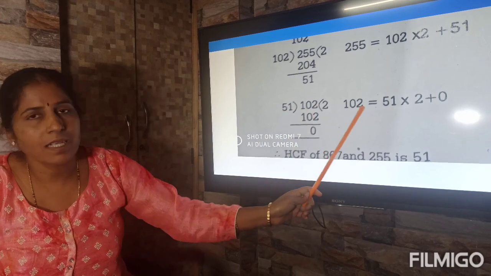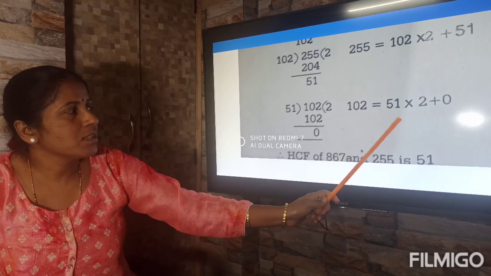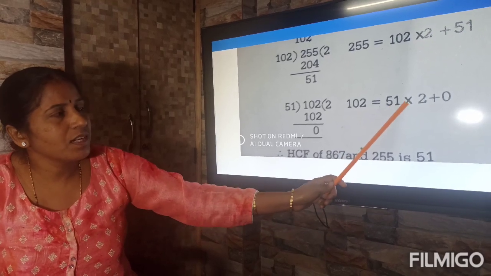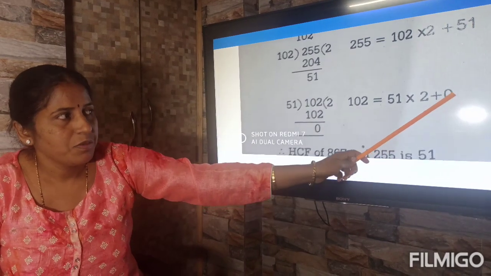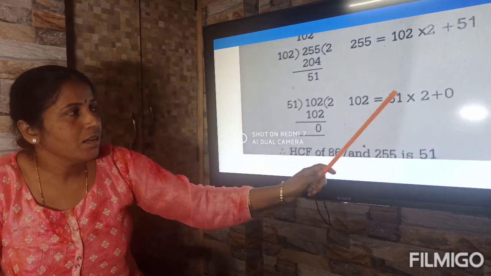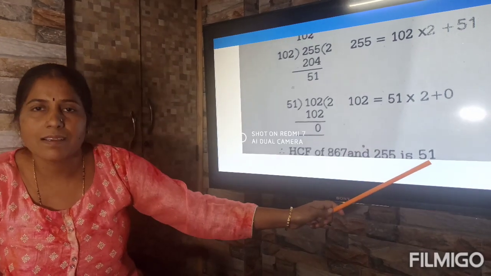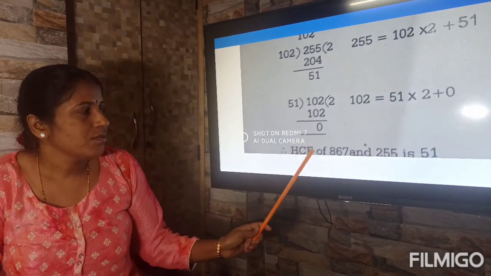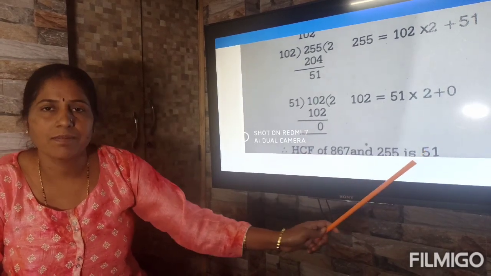For this step, I have to write the division lemma. Dividend 102 is equal to divisor 51 into quotient 2 plus 0 remainder. When we get 0 remainder, there what is the divisor? That is the HCF of the given numbers. Therefore, for these two numbers, the HCF is 51.